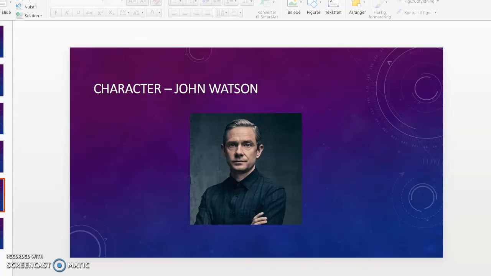And then the second character we have is John Watson. He's a retired soldier, and he's also a war doctor. His relationships are Sherlock Holmes, and then he has an alcoholic sister. His appearance, he appears as a man who's in contact with his feelings, and as a man who's very nice to talk to. His behavior, where he seems like a very discreet person.